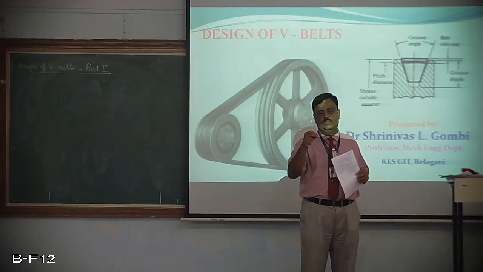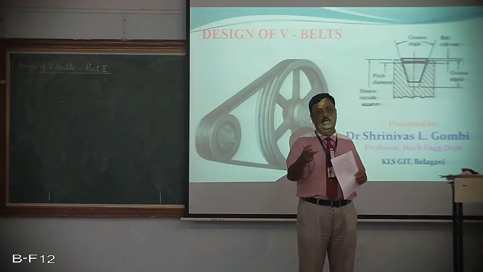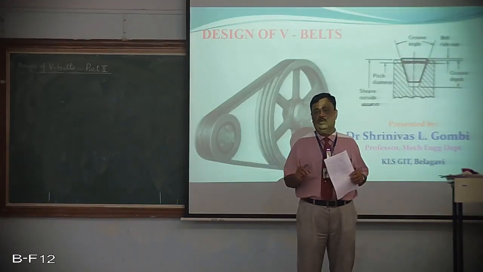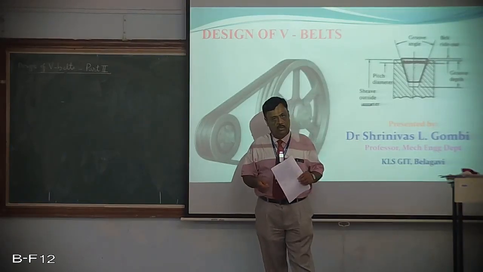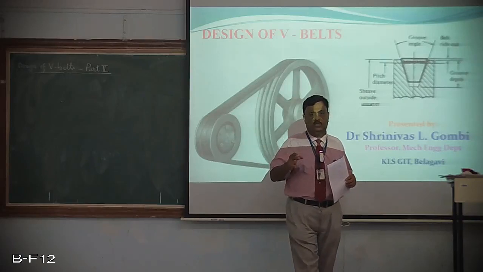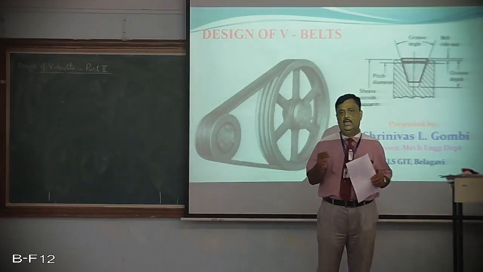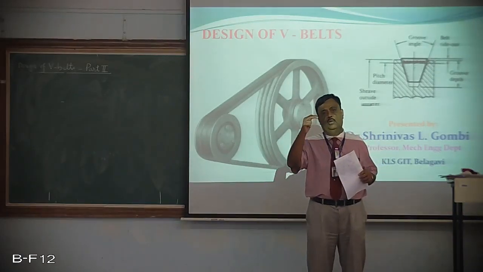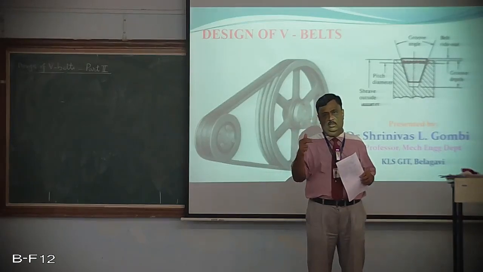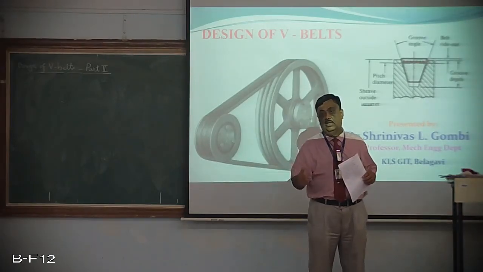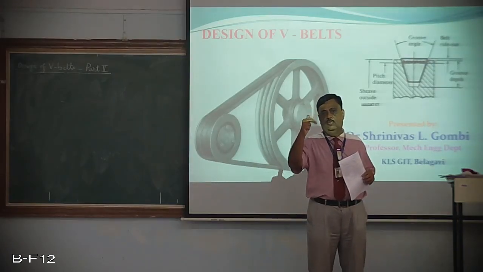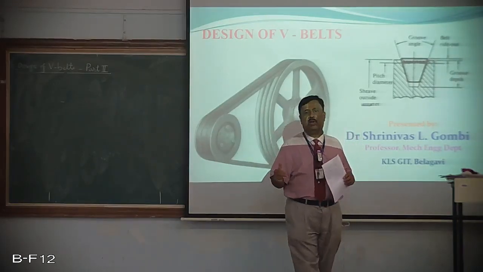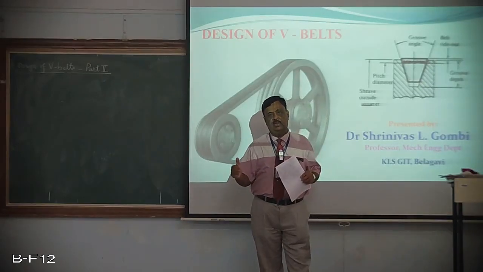They can be directly specified, and you can directly purchase them from the market and utilize them in your applications. As I mentioned yesterday in part 1, there are 5 types of V belts: A, B, C, D, E, and their capacity to transmit power per belt is in increasing order. A has the least power transmitting capacity, whereas E has the highest.